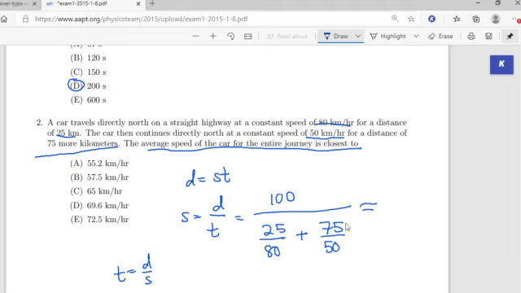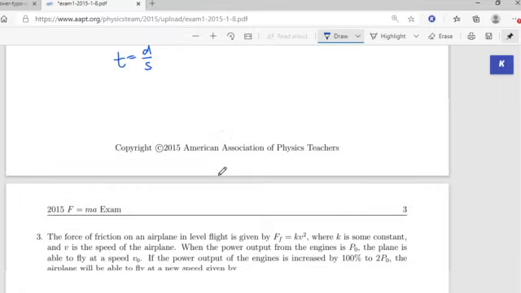Give me a sec, I need to get my calculator. Okay, so now I got my calculator, and let's plug that in. So it's 100 divided by the quantity of 25 over 80 plus 75 over 50, which should give us about 55.2 kilometers per hour. So A is the correct answer for this.